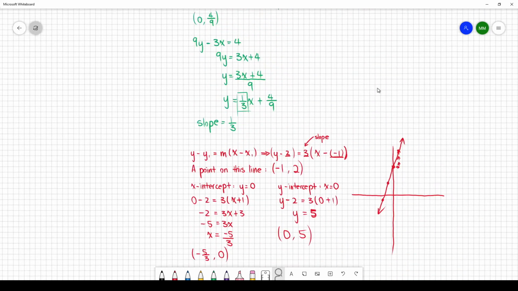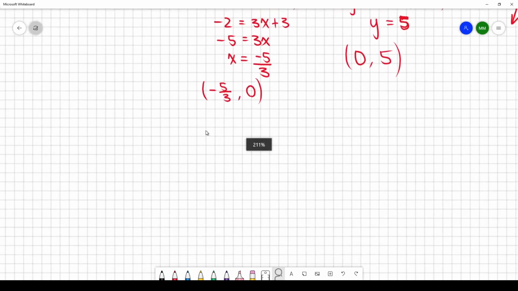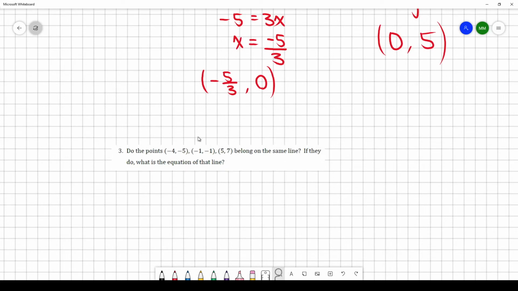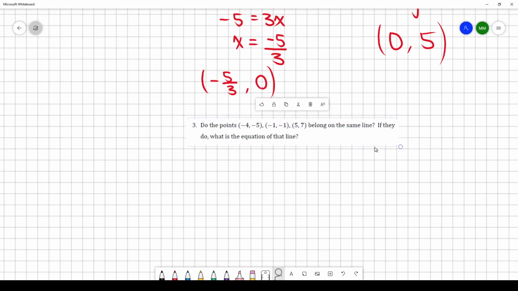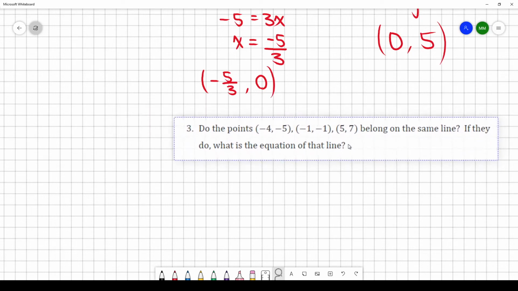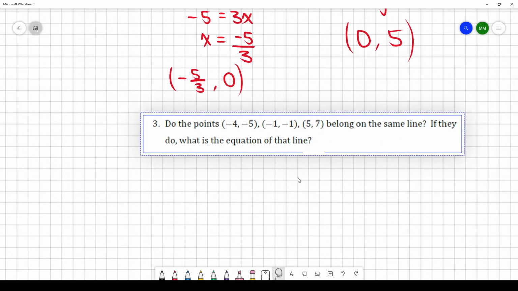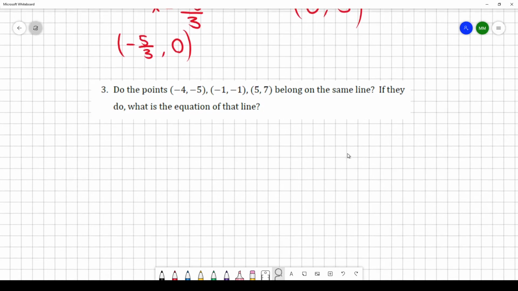Now for number 3, going on to number 3. As I told some of you who said that they are not on the same line, these points are on the same line. So right now, first things first, they are on the same line. But how do you check if they're on the same line?